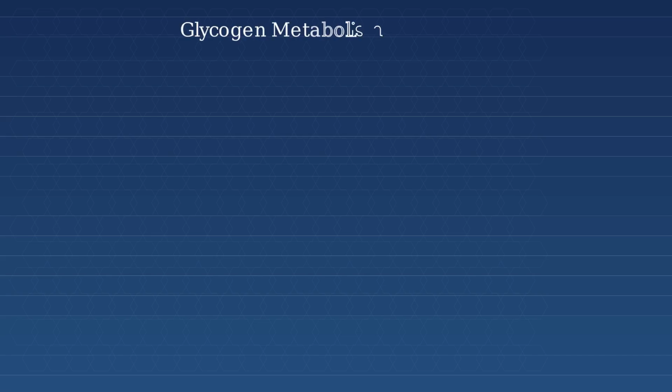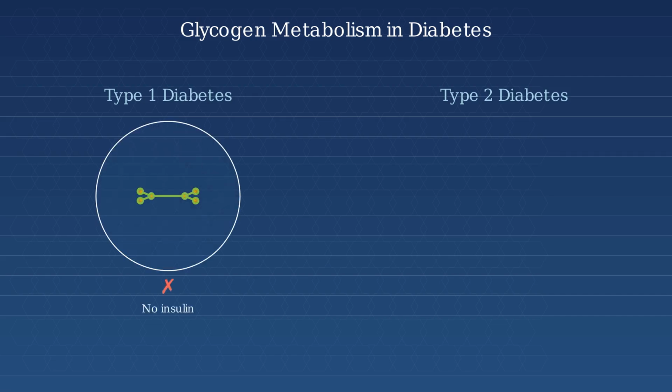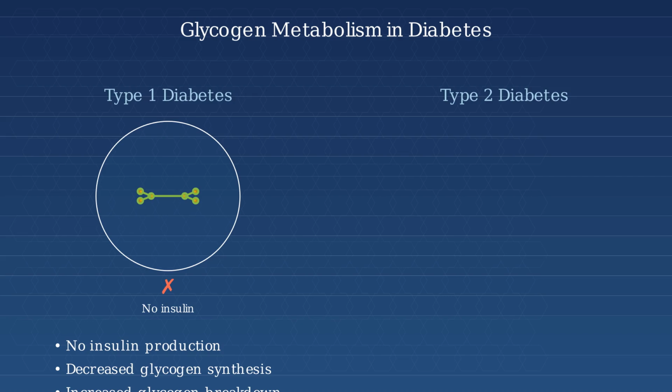In diabetes, glycogen metabolism is significantly altered depending on the type of diabetes. Type 1 diabetes is characterized by insulin deficiency due to autoimmune destruction of pancreatic beta cells. This leads to decreased glycogen synthesis and increased glycogen breakdown, contributing to hyperglycemia.